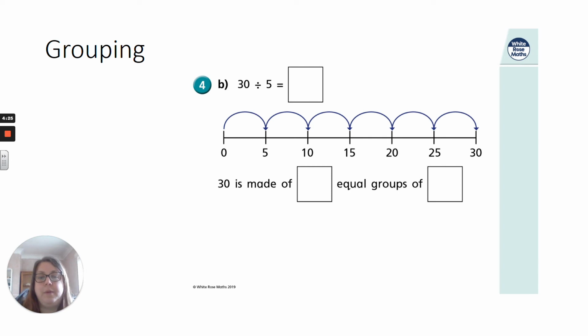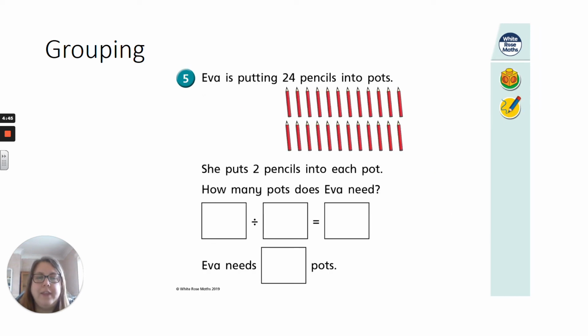Okay, have a go at this one then. So using the same method that I've just shown you, see if you can do this one on your own. So 30 divided by 5 is 6 because I've done 6 jumps. 30 is made up of 6 equal groups of 5. Well done.